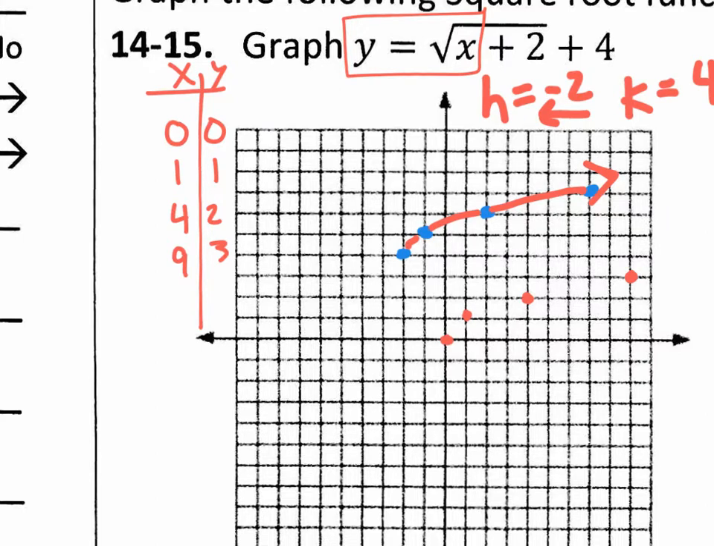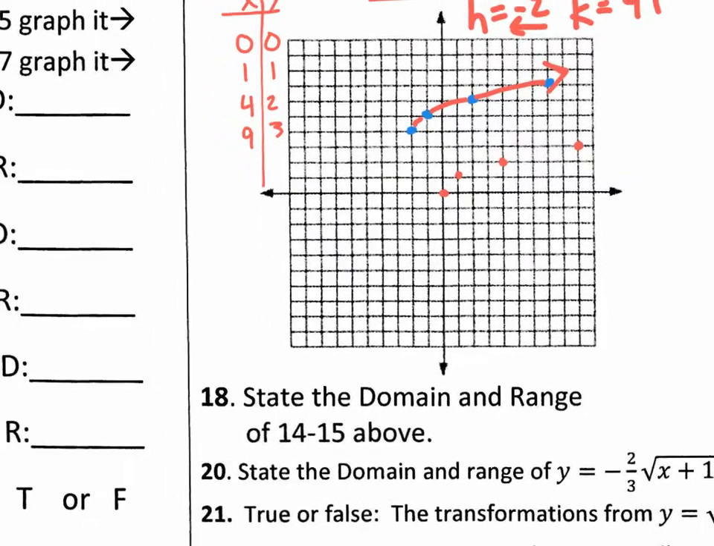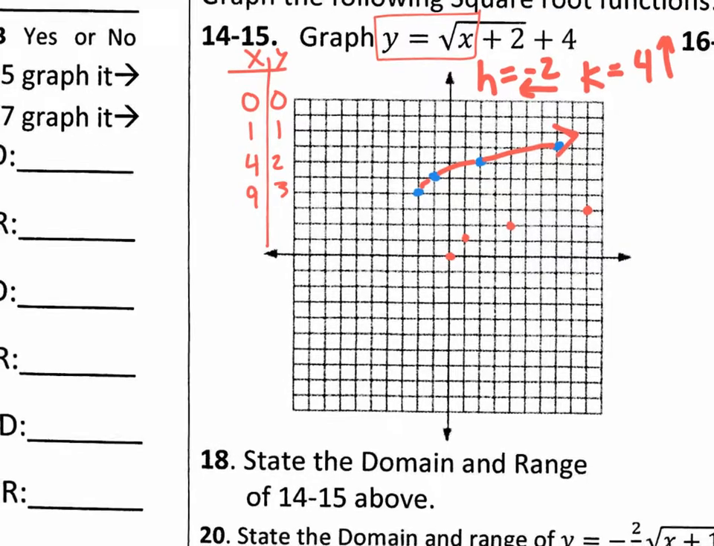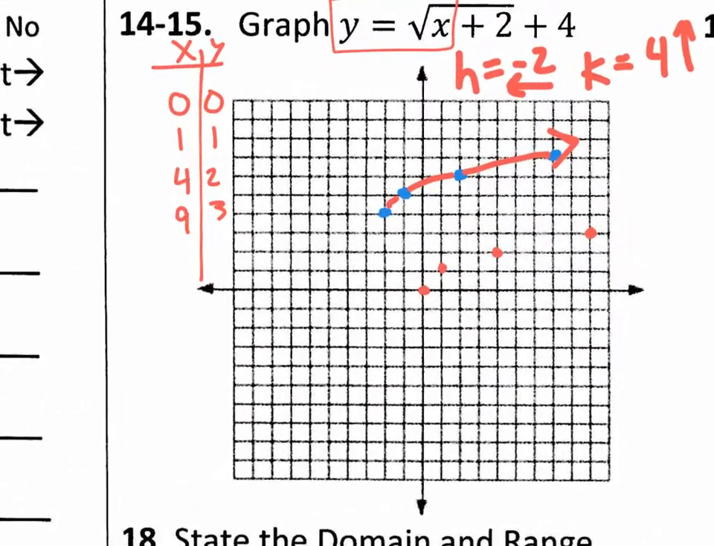So ladies and gentlemen, you get 2 points for that, and you also get more points, like down here, number 18. It says state the domain and range of number 14, 15 above. So we need to state the domain and range of this graph. Now for domain and range, you truly need to understand your hk value, which is (-2, 4). That's your beginning point of this curve. So that tells you where your graph is at in terms of x and y.